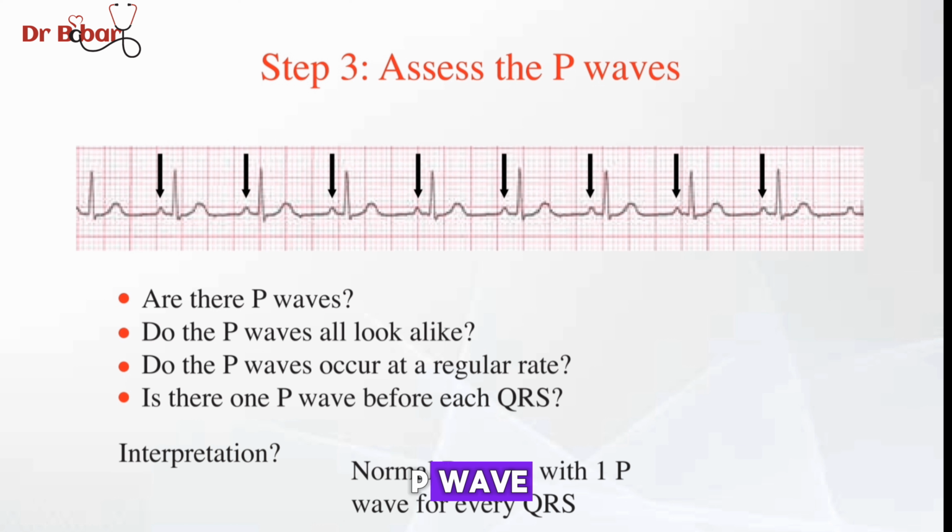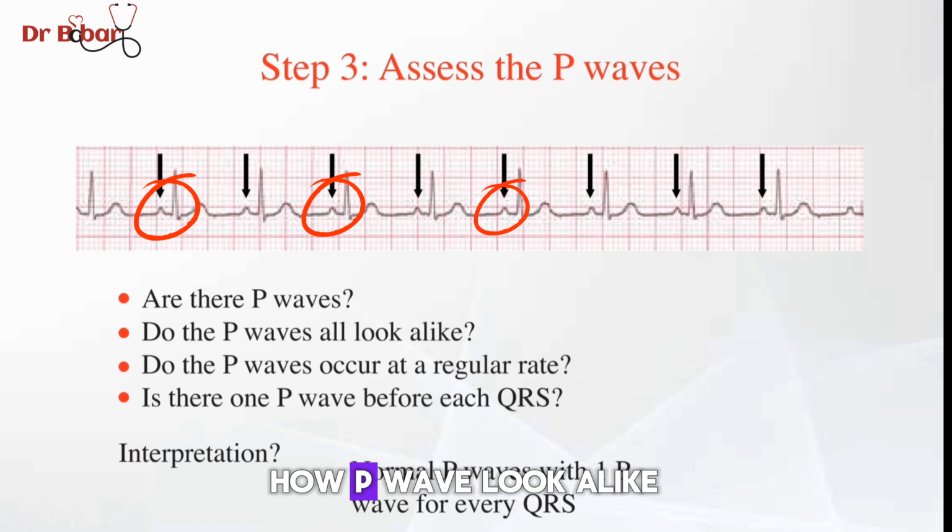Step 3, assess the P wave. So here you can see this is the normal P wave. First locate the P wave. Is the P wave present or not? Then look at the shape of the P wave, how the P waves look alike. Then assess the rhythm of the P wave.